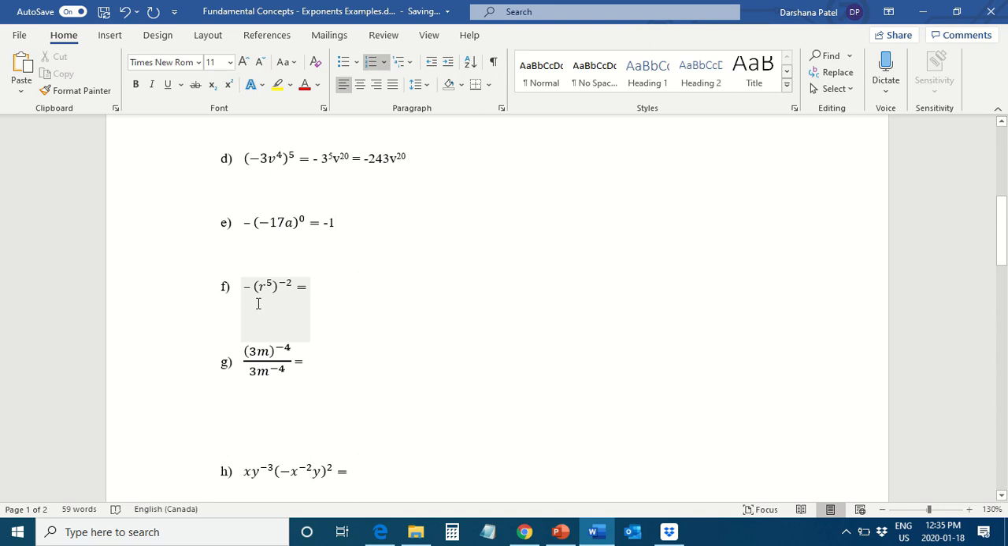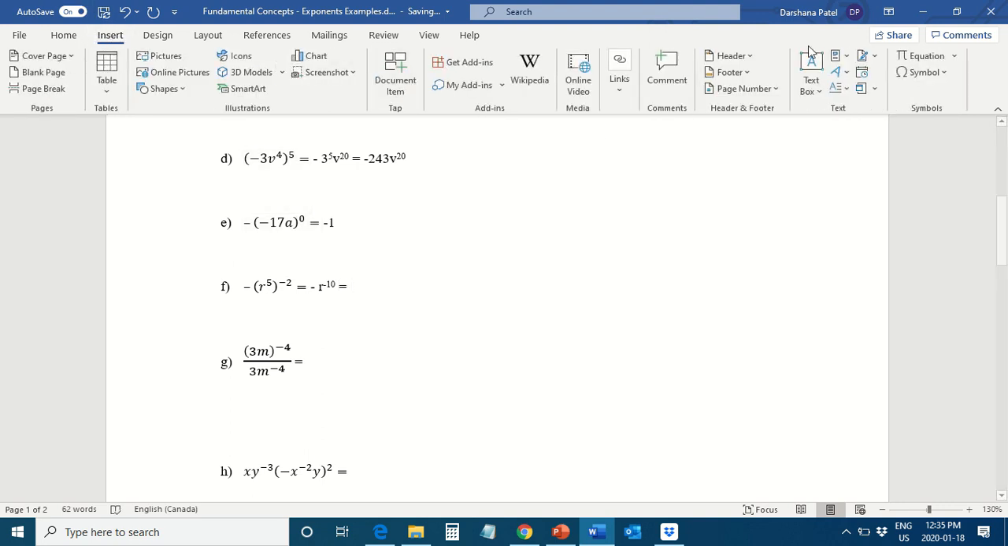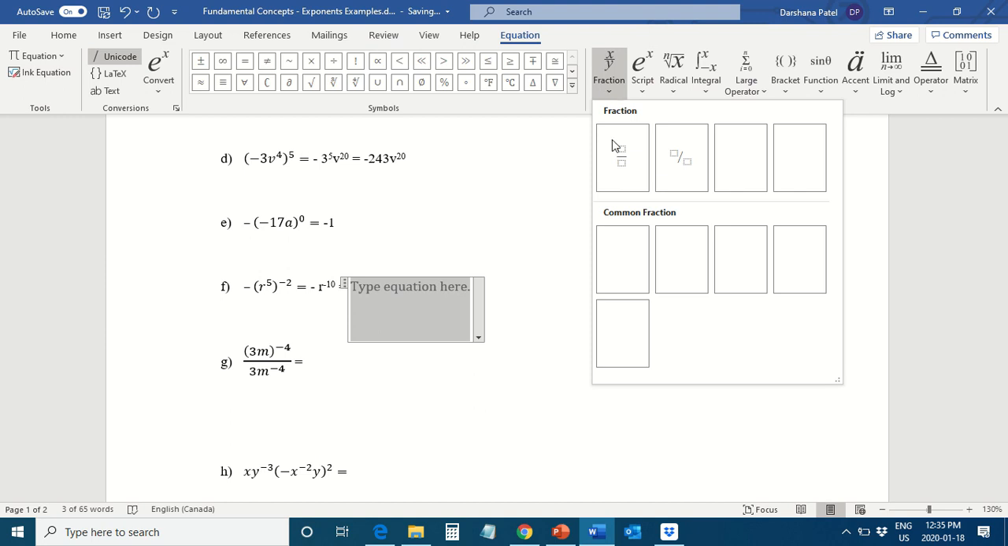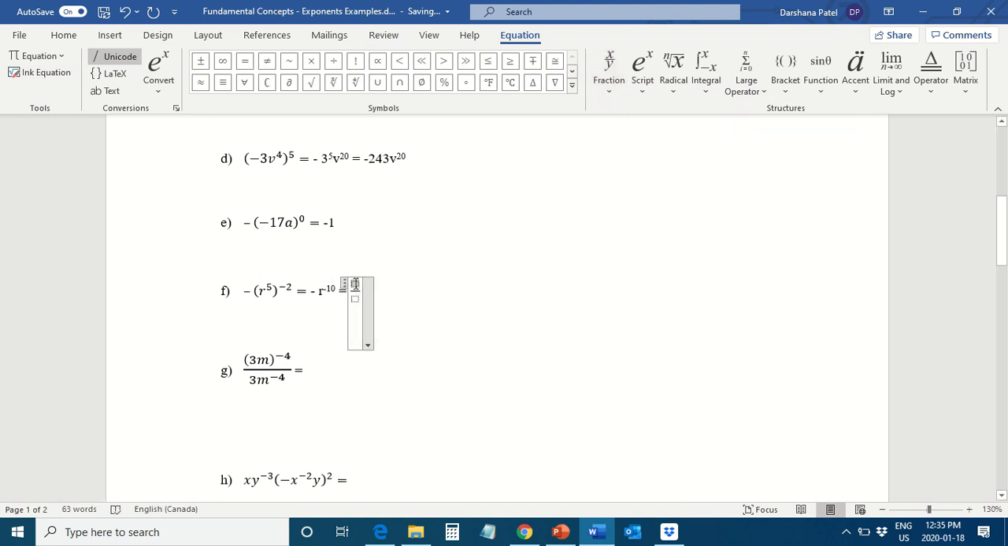For the next one then, again 1 base, 2 exponents. We will multiply the exponents. So we will get negative r to the power of negative 10. We don't want the final answer to have negative exponents. So we will simplify this further as negative 1 over r to the power of 10.